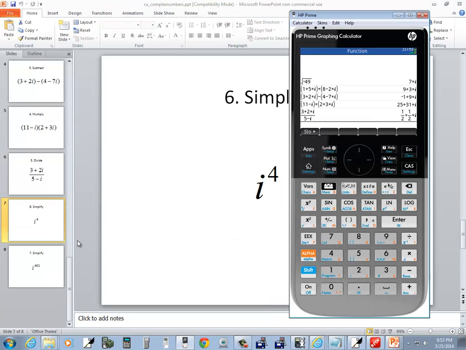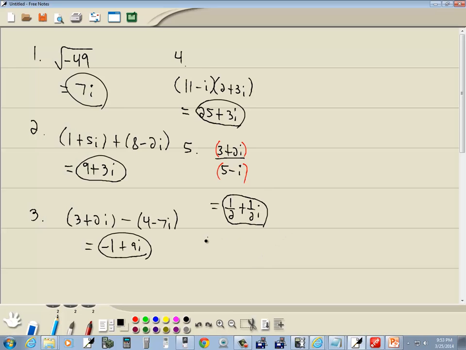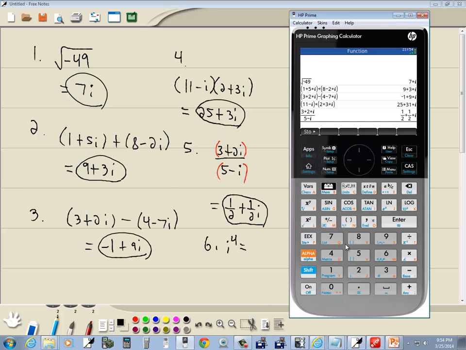Let's take a look at I to the fourth. If we get back to our calculator, I'm going to do I, so shift 2, and I'll push this X to the Y button, and that'll put it up in exponent mode. And I'll put 4 in there. You don't have to get out of exponent mode before you press enter, but if I do, I press my right arrow key to get out of exponent mode and press enter. So I to the fourth is equal to 1.